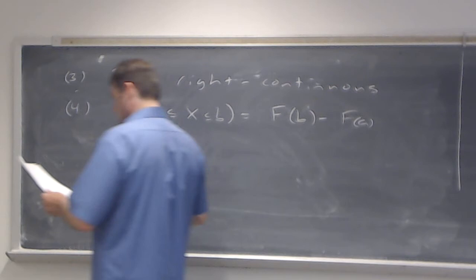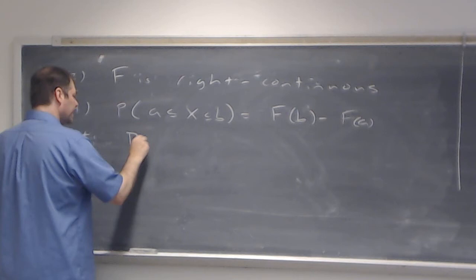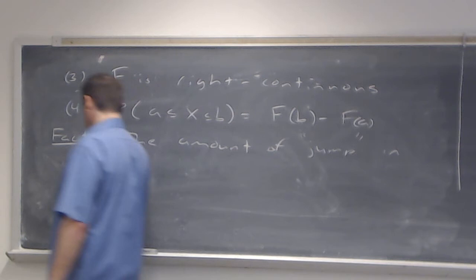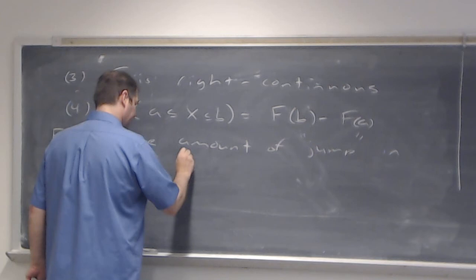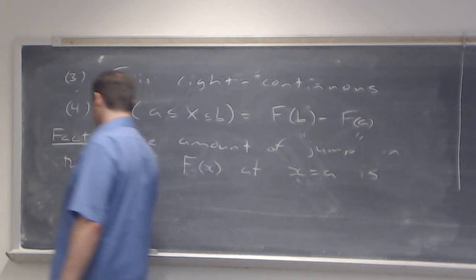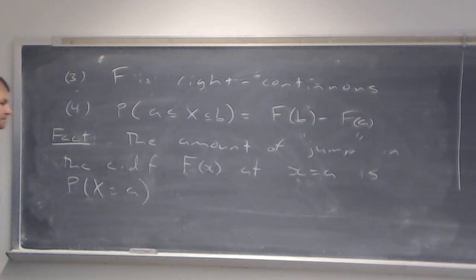Another fact that I'll write separately is that the amount of jump in the CDF, let's call that F of X, at X equal to A is the probability that X is equal to A. Let's look at an example. We'll do that card example.